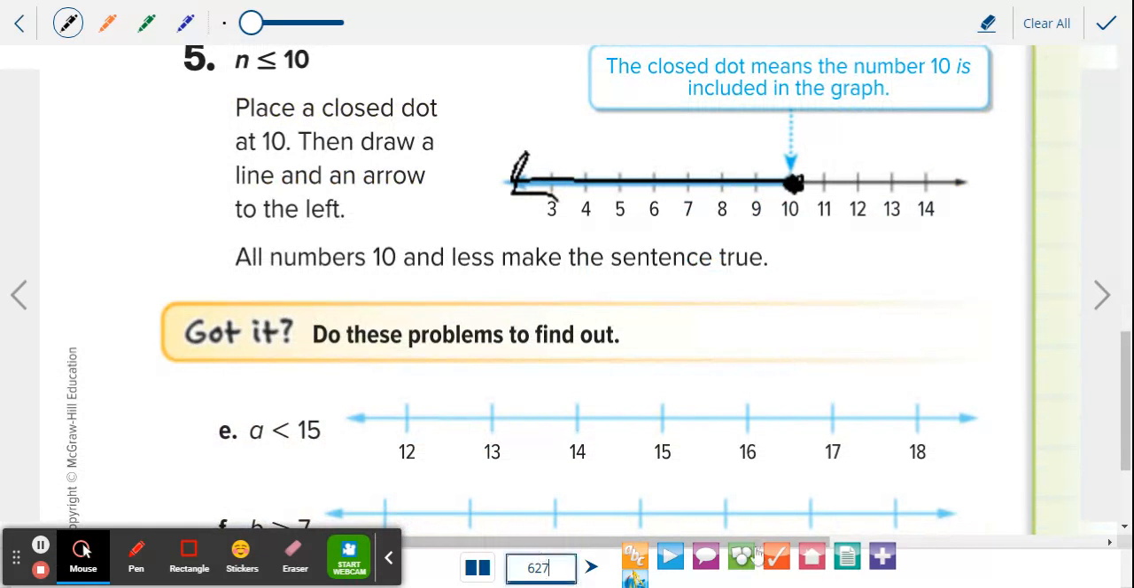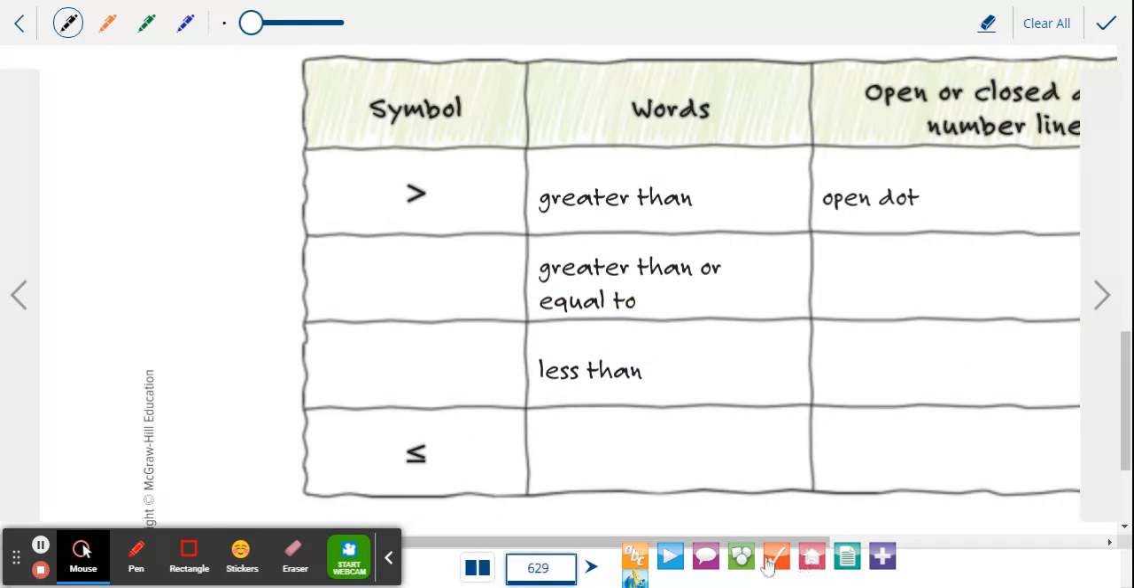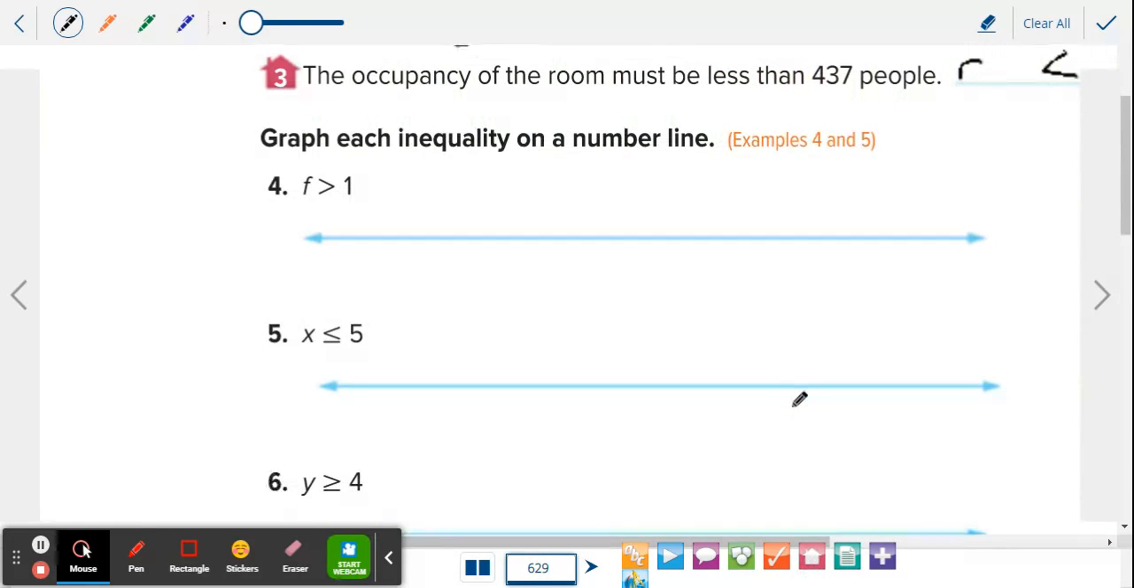So back to page 629 again. I'm going to do a couple of these. So on these, they didn't actually label them for you. So when they do that, okay, we have f is greater than 1. I just usually put the number they gave you right in the middle and then fill in a couple.